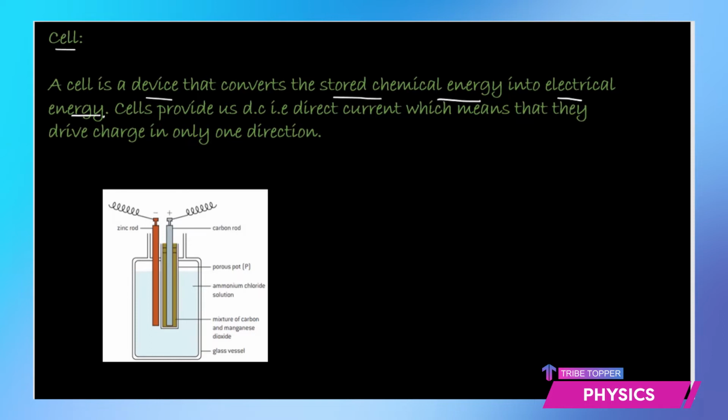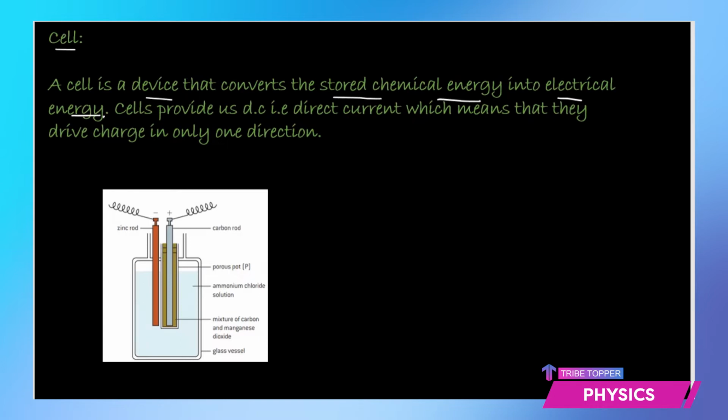As you can see here, this is a cell in which there is an electrolyte and some chemical reactions are carried out, and those chemical reactions, when they're carried out, convert all the chemical energy into electrical energy, and that provides you a potential difference to run an appliance.